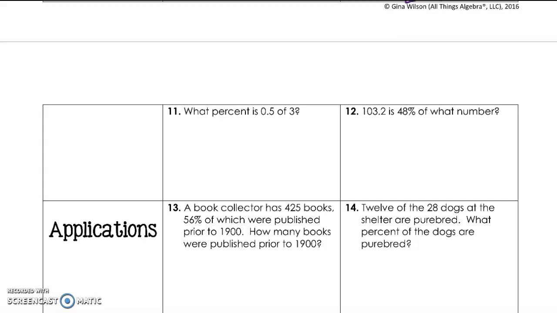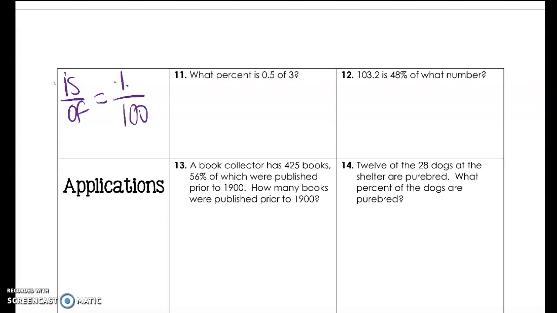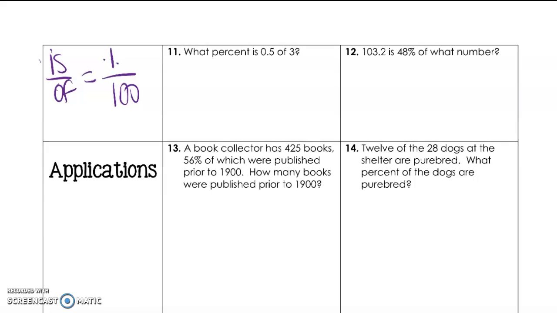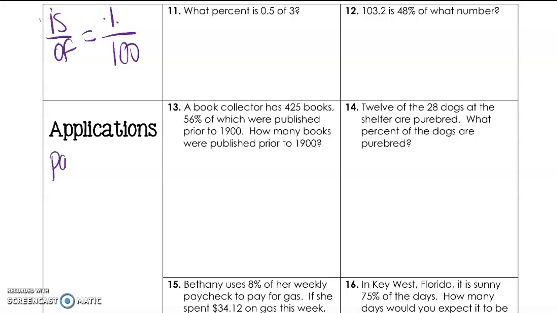This video will cover 4-18 notes. So in 4-17 we looked at the percent proportion, and that is either is over of equals percent out of 100. That's what we used and what we'll use in 11 and 12. When we get to the applications though, a lot of times we don't have an is or an of. We have a part over the whole or total equals still your percent out of 100.